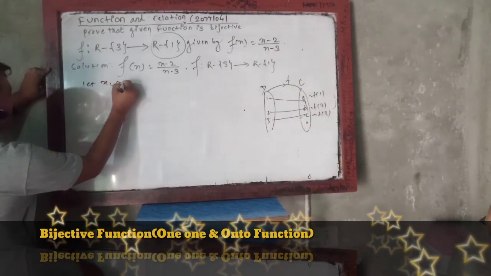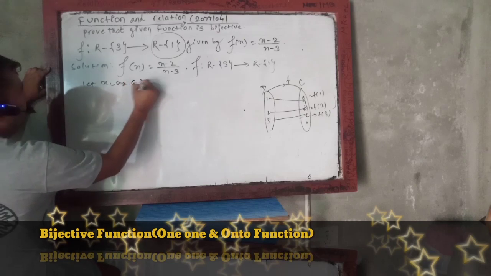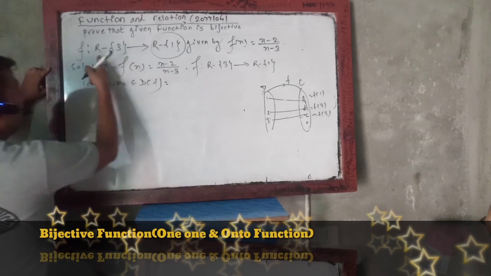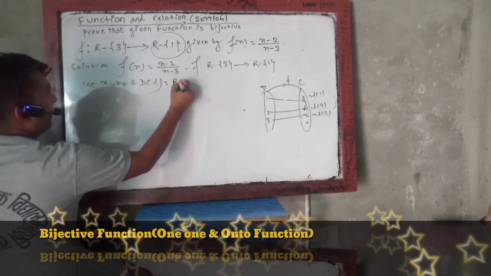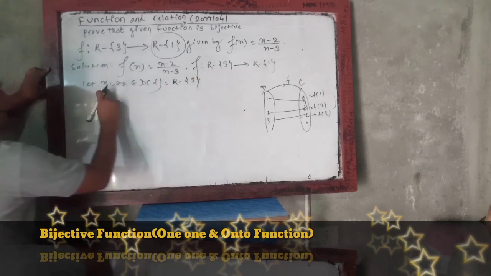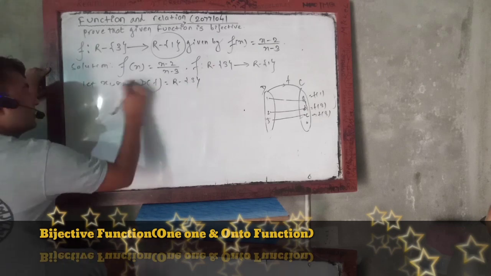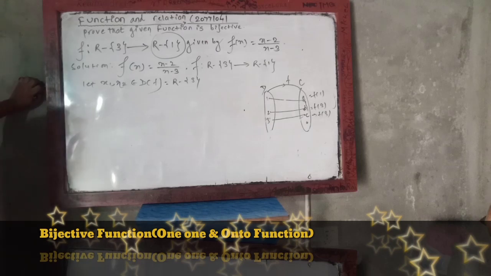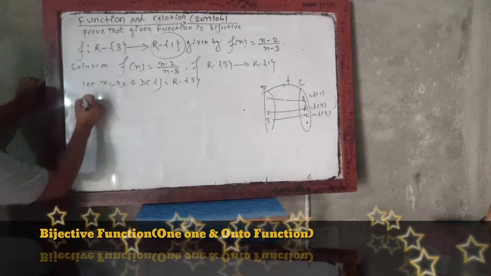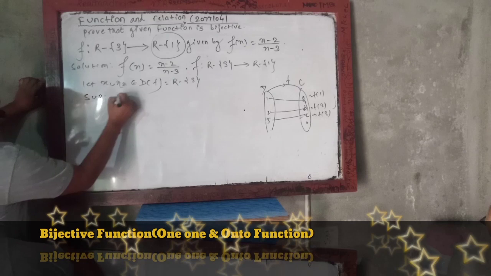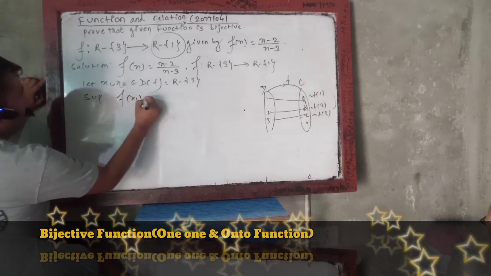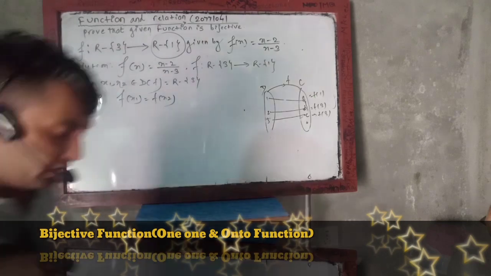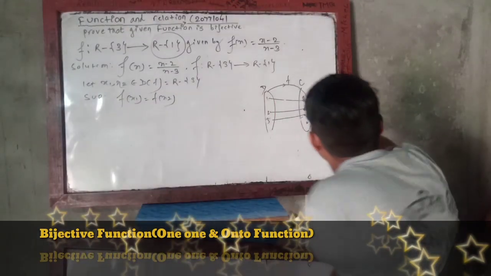So let x1 and x2 belong to the domain of f, that is the set of real numbers minus 3. The value of x1 is not equal to 3, x2 is not equal to 3, right? We are given this, and suppose f of x1 equals f of x2. What are we assuming here? We are assuming here these two images are same.